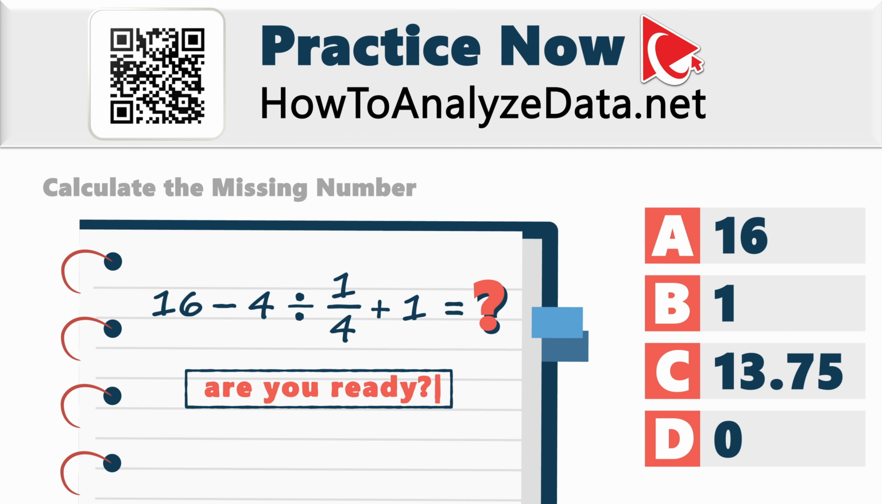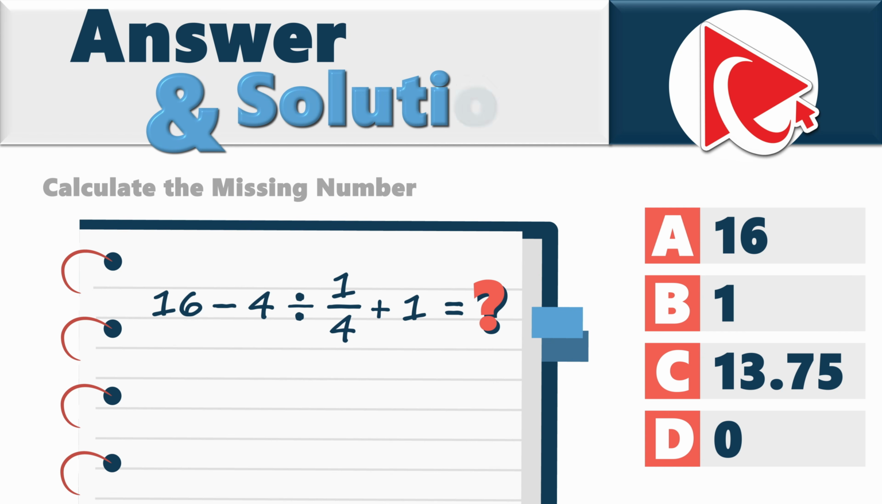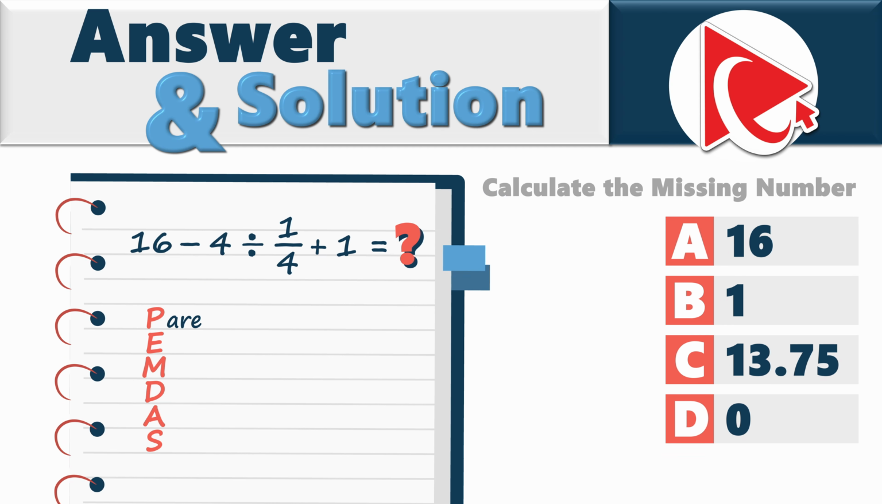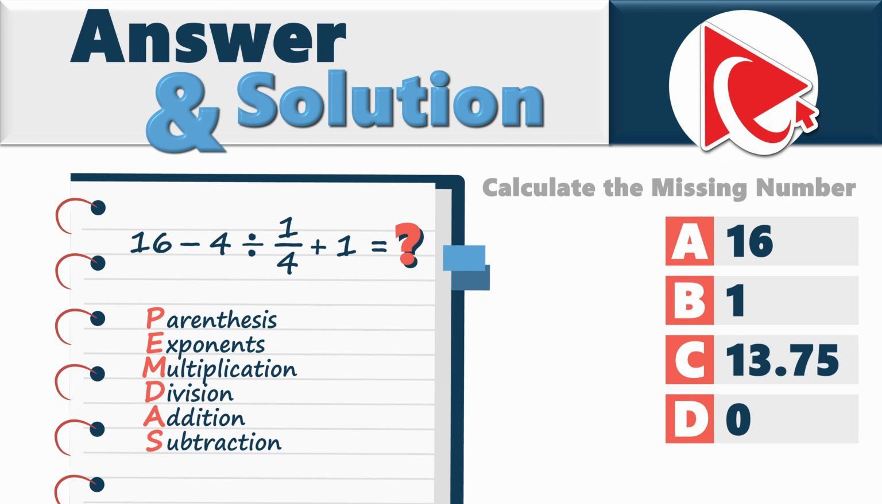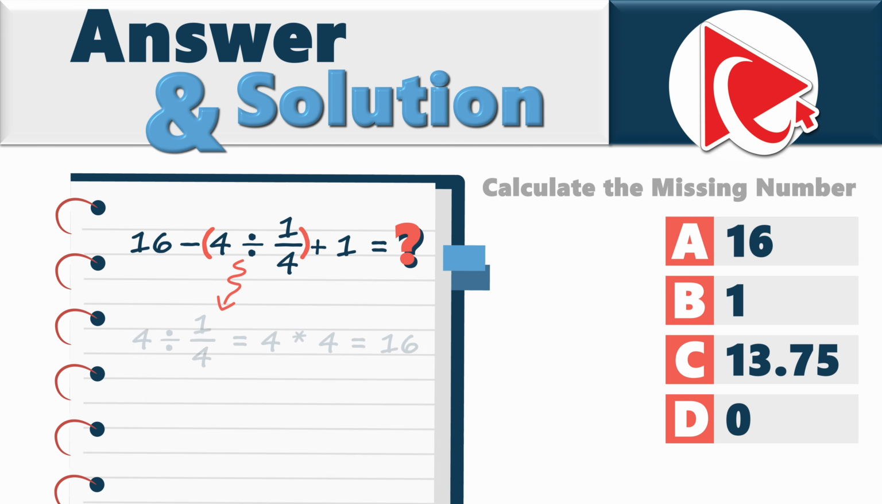Are you ready with your answer? Let's jump right in and compare them. This question is tricky in 2 dimensions. The first, you need to understand which operations to do first. For that, you need to understand PEMDAS. Remember parentheses, exponents, multiplications, divisions, additions, and subtractions. This order tells us that we need to do the division first. I put parentheses around 4 divided by 1/4. Now, the second tricky part of this question is what 4 divided by 1/4 is. And the result here is equal to 4 multiplied by 4, which equals 16.